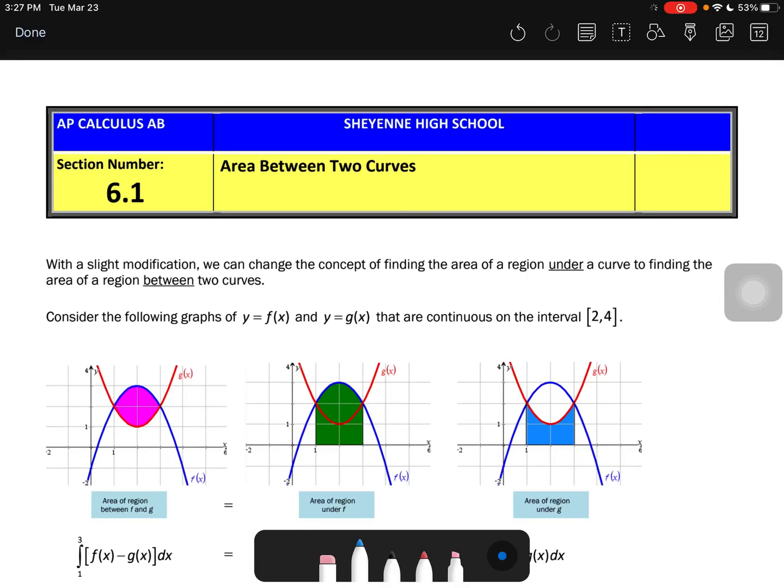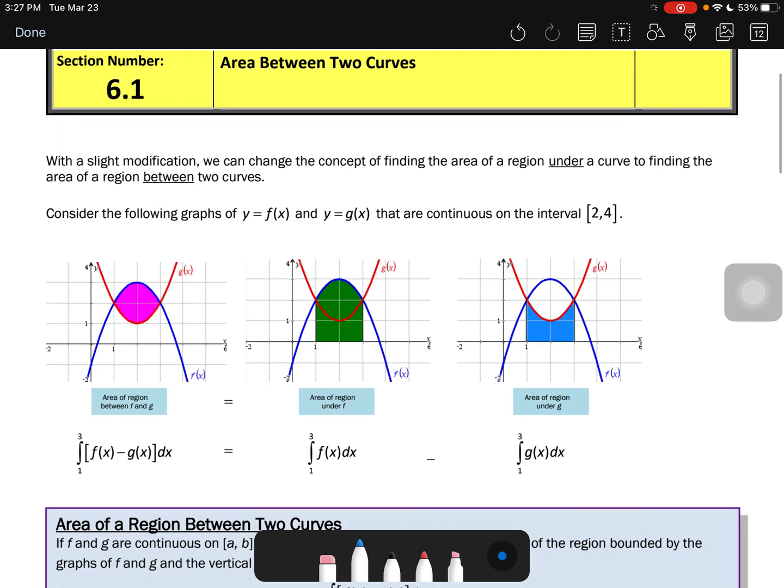Hey AP Calc class, we're going to take a look at the notes for section 6.1, which is finding the area between two curves. We've been working with finding area under a curve by using an integral, and that would take us to the area from the curve down to the x-axis. Well, sometimes it's necessary to find a different area that would be just the area between two given functions.